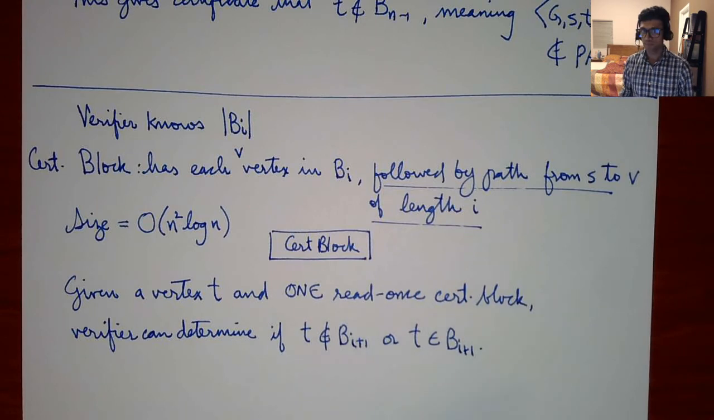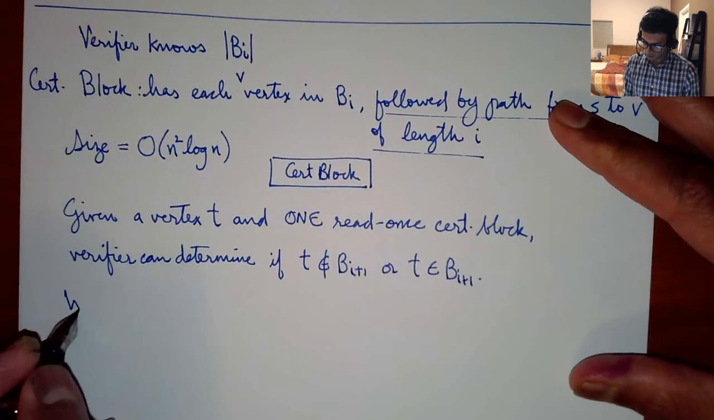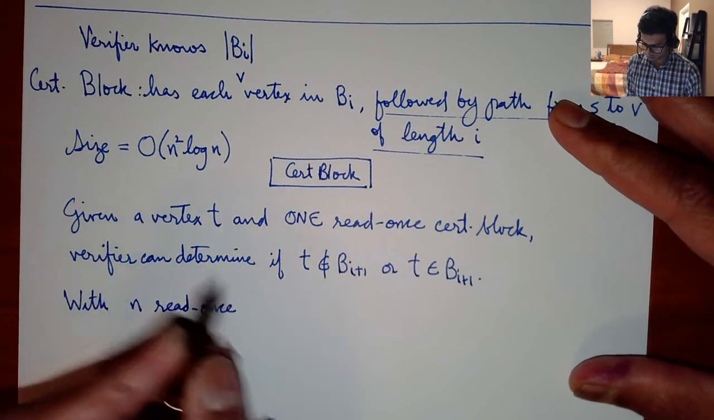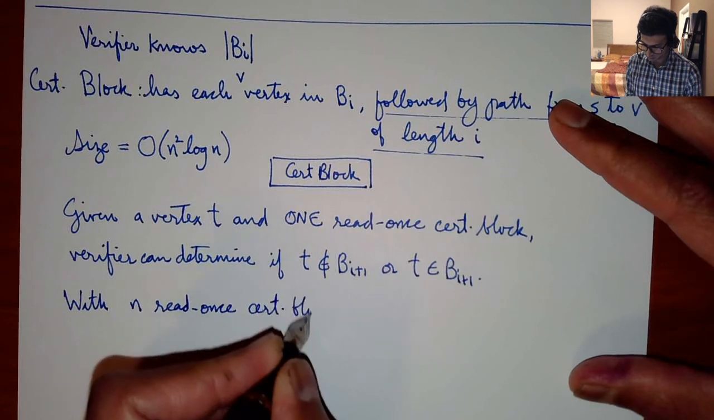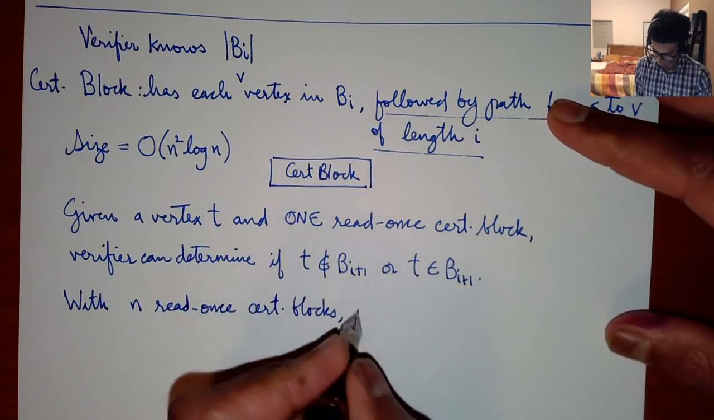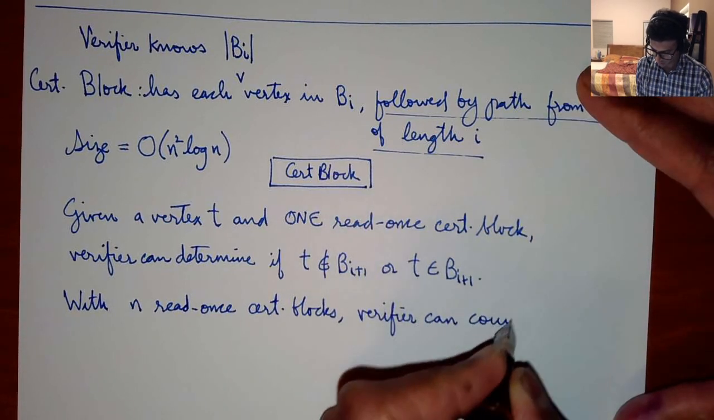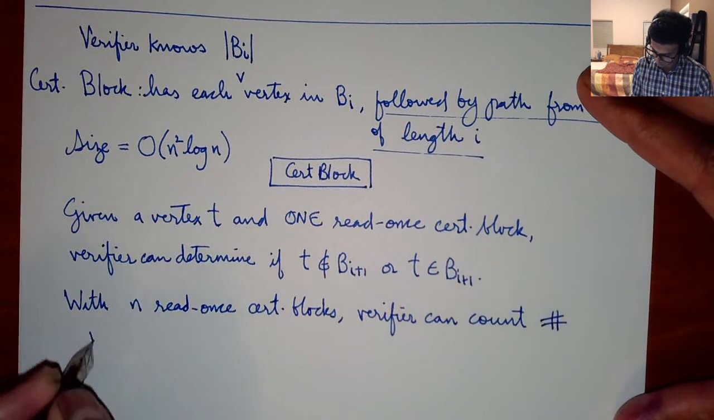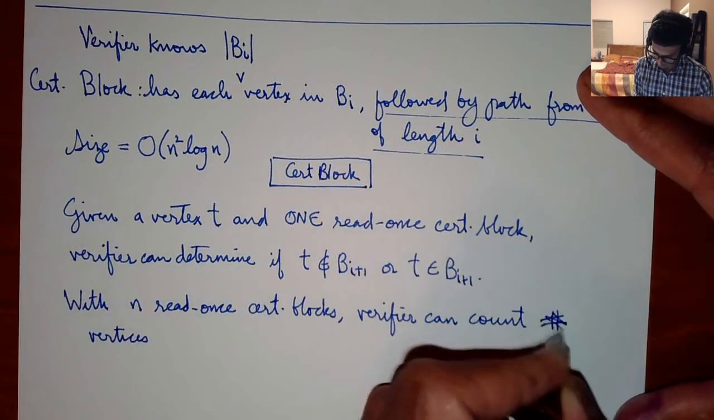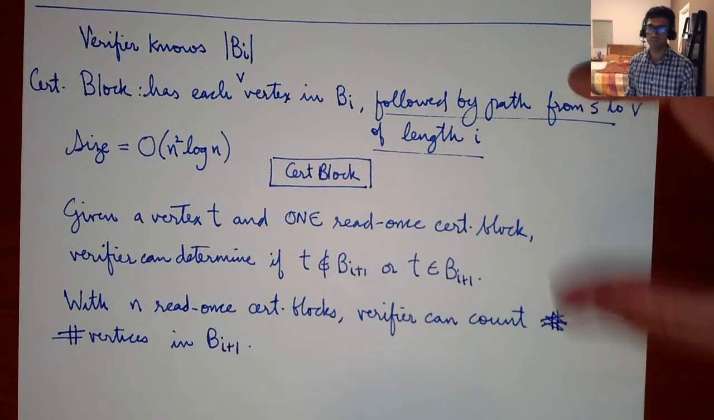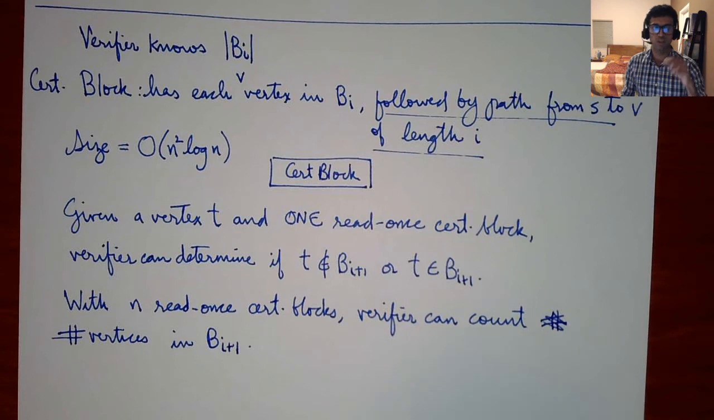Right? So that means that with n read once certificate blocks, the verifier can count the number of vertices in BI plus 1. Because for each block, it just goes ahead and checks vertex 1, vertex 2, and so on and so forth. So it can basically loop and it can count. It needs n blocks.